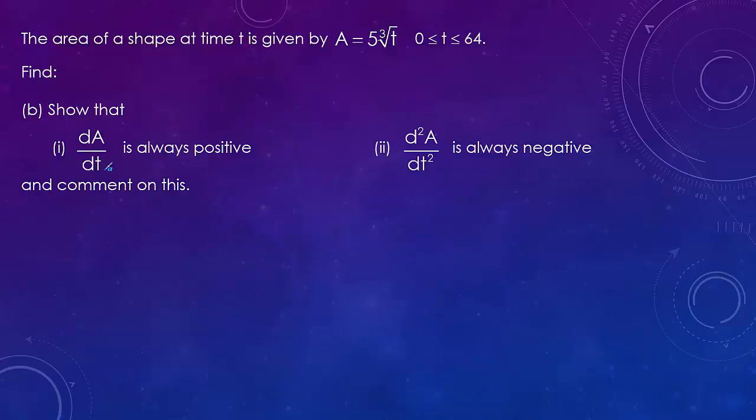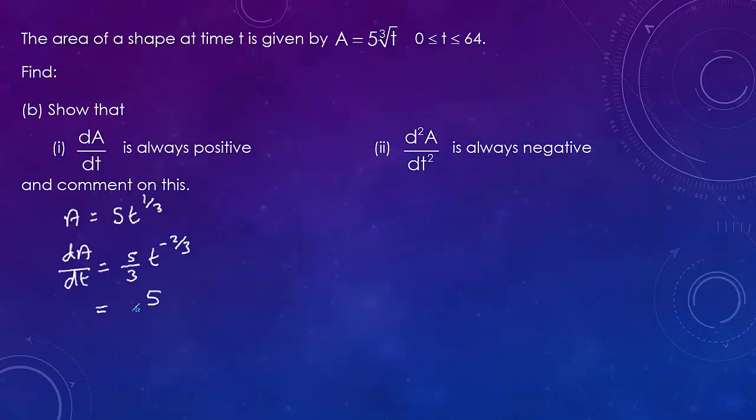Show that dA/dt is always positive and comment on this. And also d²A/dt² is always negative, and comment on this. So A is going to be 5t to the power 1/3. So dA/dt, the third comes down and multiplies, so we have 5/3 t to the negative 2/3.